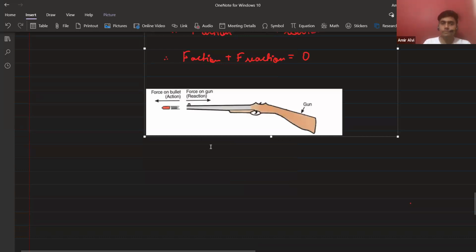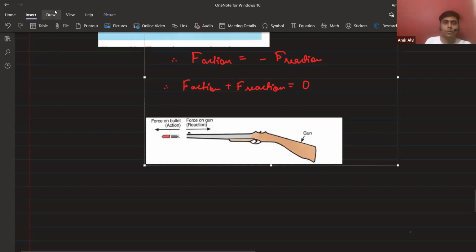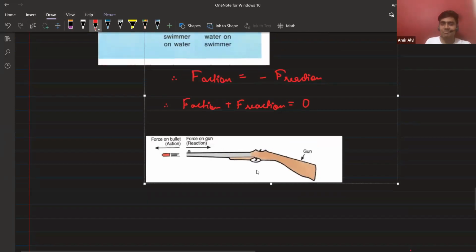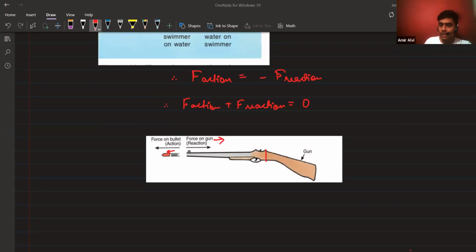This is a rifle. Don't assume that it's anything else, it's just an example. It's basically the arm of the gun. A rifle has a wooden block behind it. This is the mechanism part. So you can see that the bullet has the action force because the bullet is going in this direction, and the reaction force will be in the opposite direction. Clear, everybody? Any doubt?